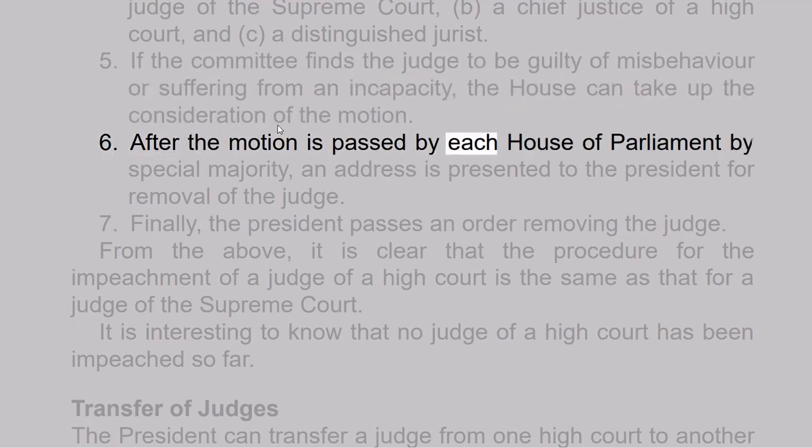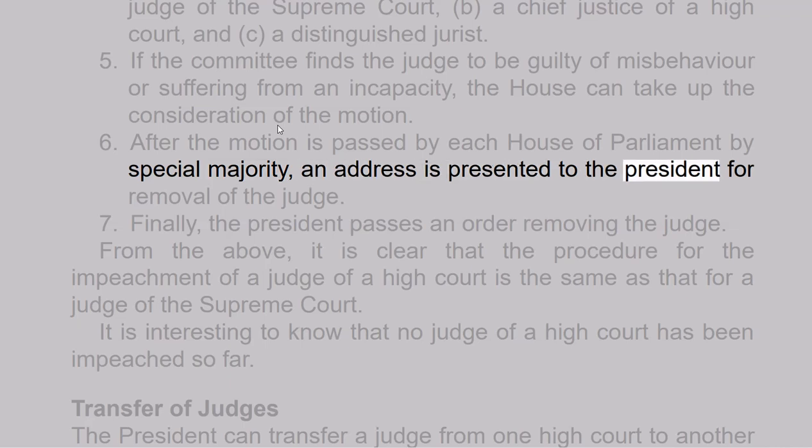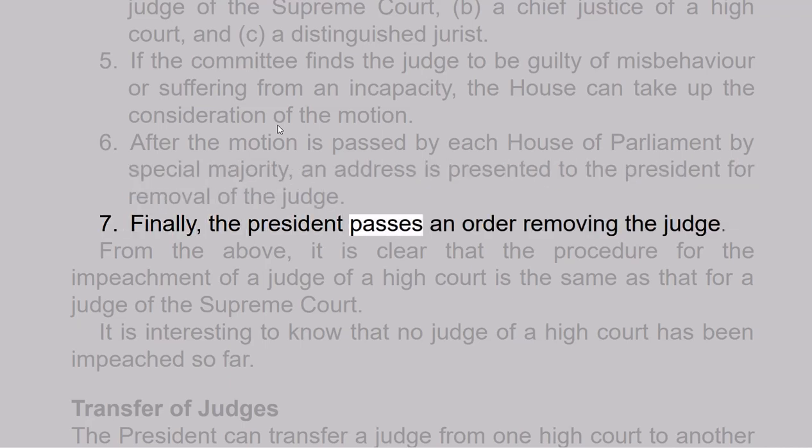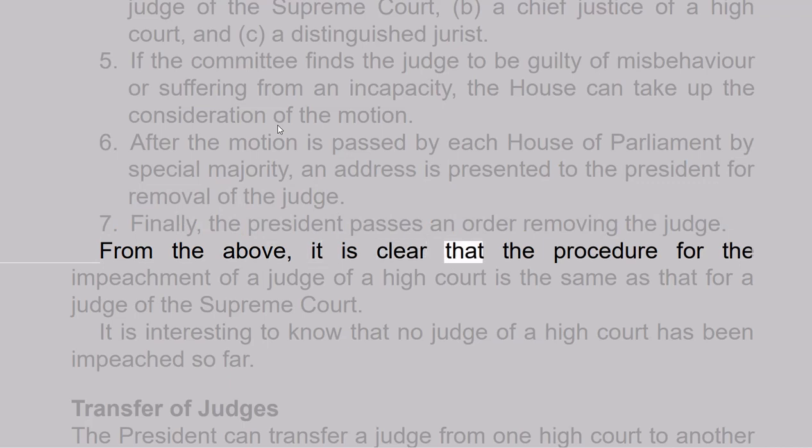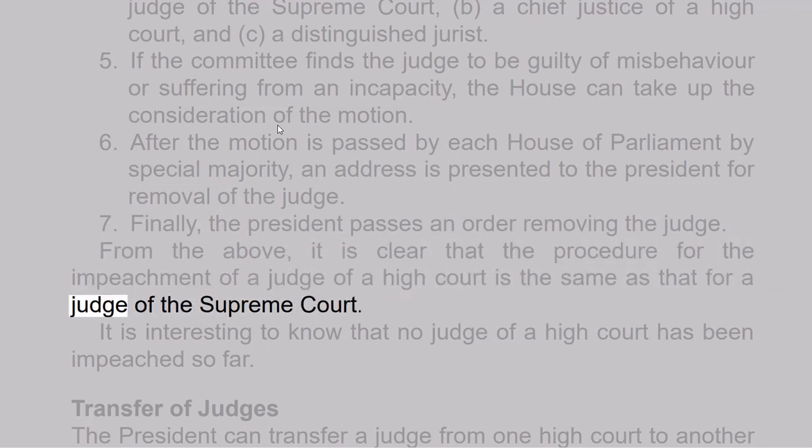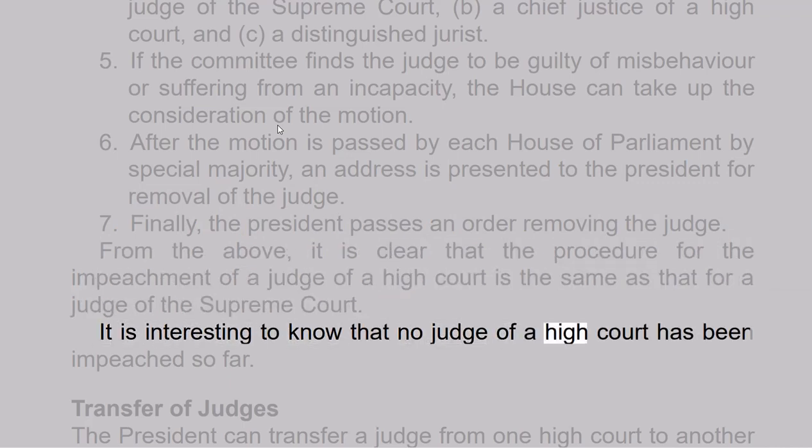6. After the motion is passed by each House of Parliament by special majority, an address is presented to the President for removal of the judge. 7. Finally, the President passes an order removing the judge. From the above, it is clear that the procedure for the impeachment of a judge of a High Court is the same as that for a judge of the Supreme Court. It is interesting to know that no judge of a High Court has been impeached so far.